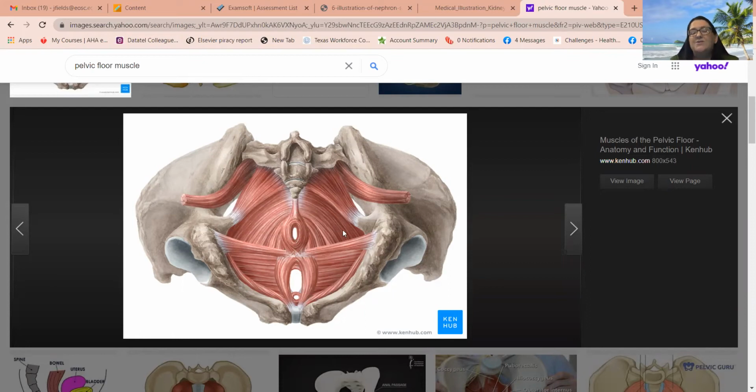The pelvic floor muscles also give some support to the urethral sphincter. So if we have weak pelvic floor muscles, we're more at risk for stress incontinence and urge incontinence because that urethral sphincter needs some help to contract and be able to stop the flow of urine.